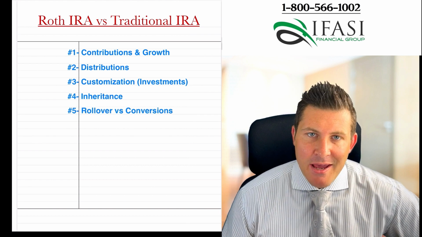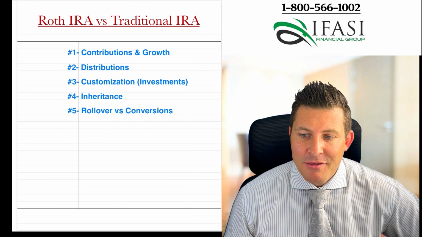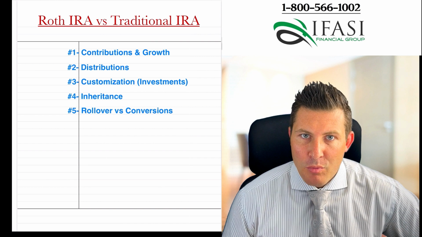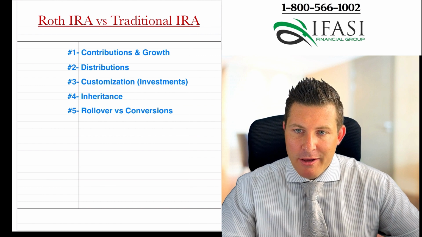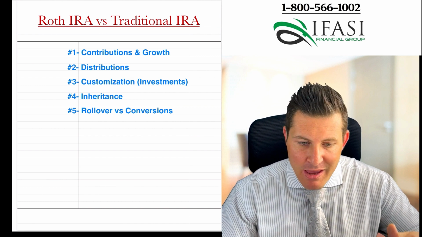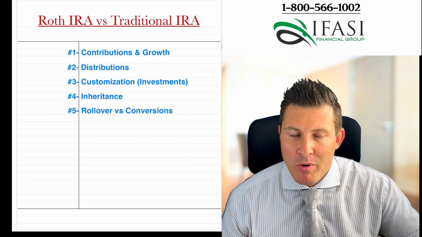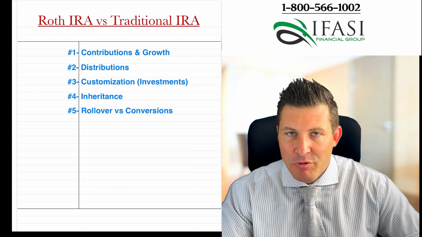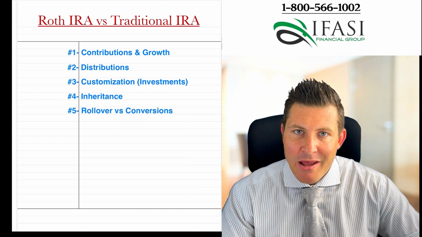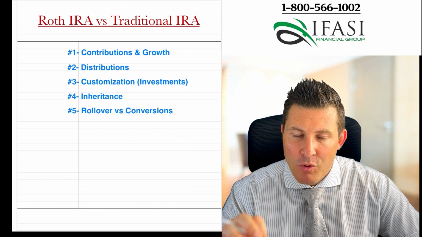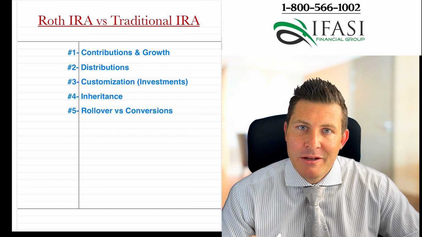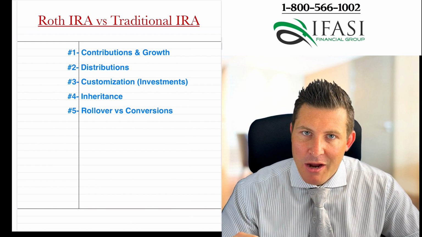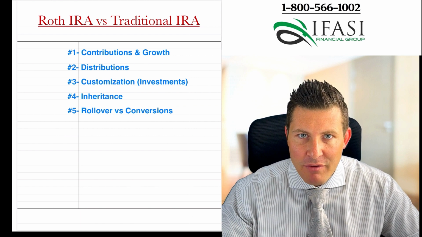The number 5 key takeaway between a traditional and Roth is understanding a rollover versus a conversion. So what typically happens when somebody's working for a private company, they may have accumulated dollars into a 401k account. When we fast forward and this individual now wants to retire, an effective strategy would be leveraging those traditional 401k monies and rolling them over into an IRA.